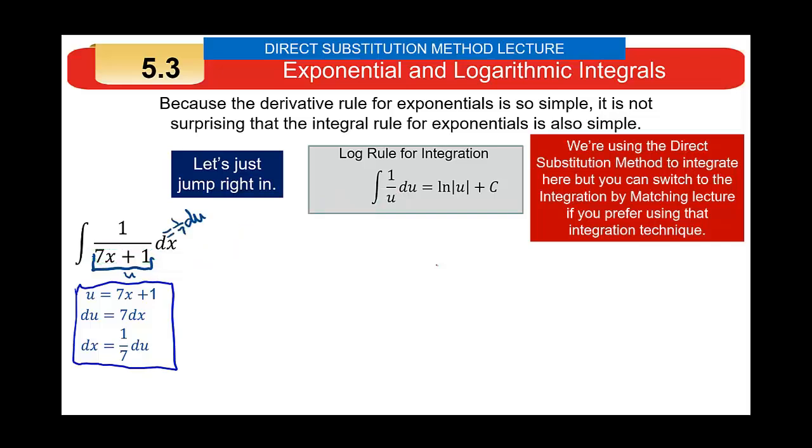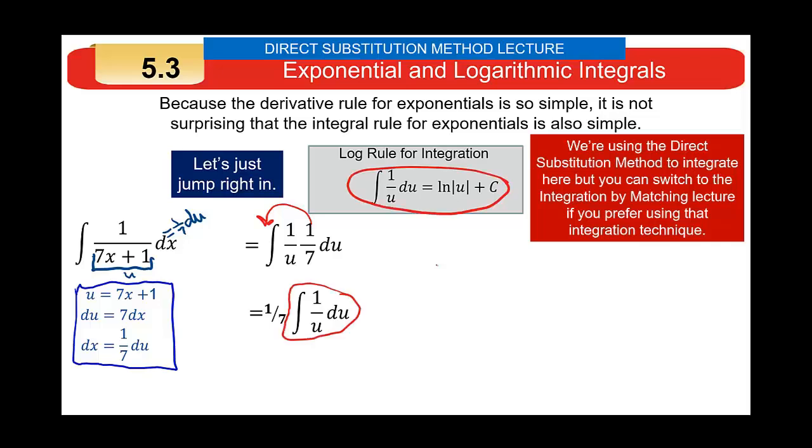Now we can substitute. The denominator becomes the u, and the dx we just found out was 1/7 du. Plugging that in, and also noticing that a constant factor can always be moved outside the integral sign, we can write that as 1/7 times the integral of 1 over u du. That is exactly our log rule for integration formula, and we know the result will be the natural log of u plus the constant of integration. Don't forget the 1/7 out front, however.